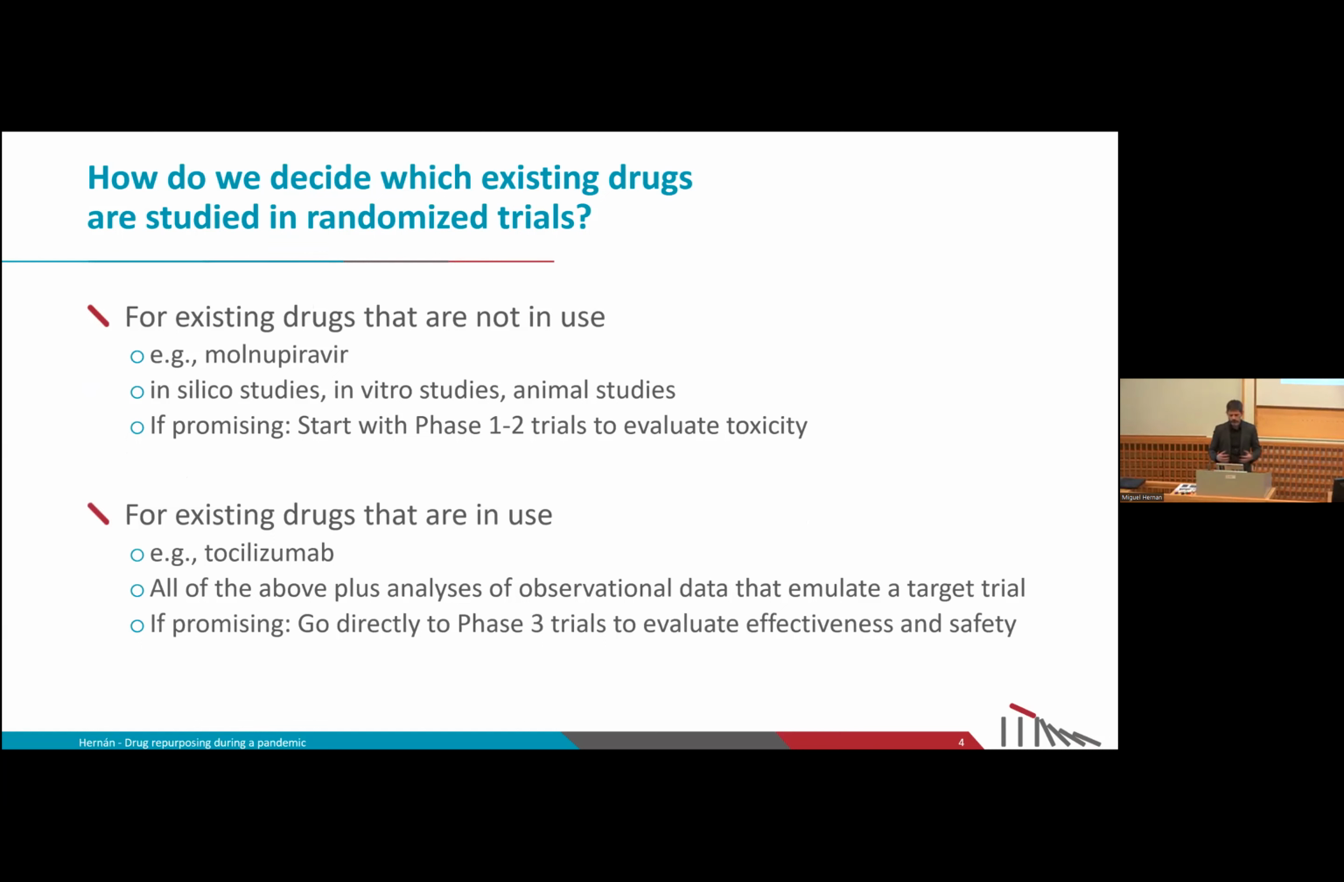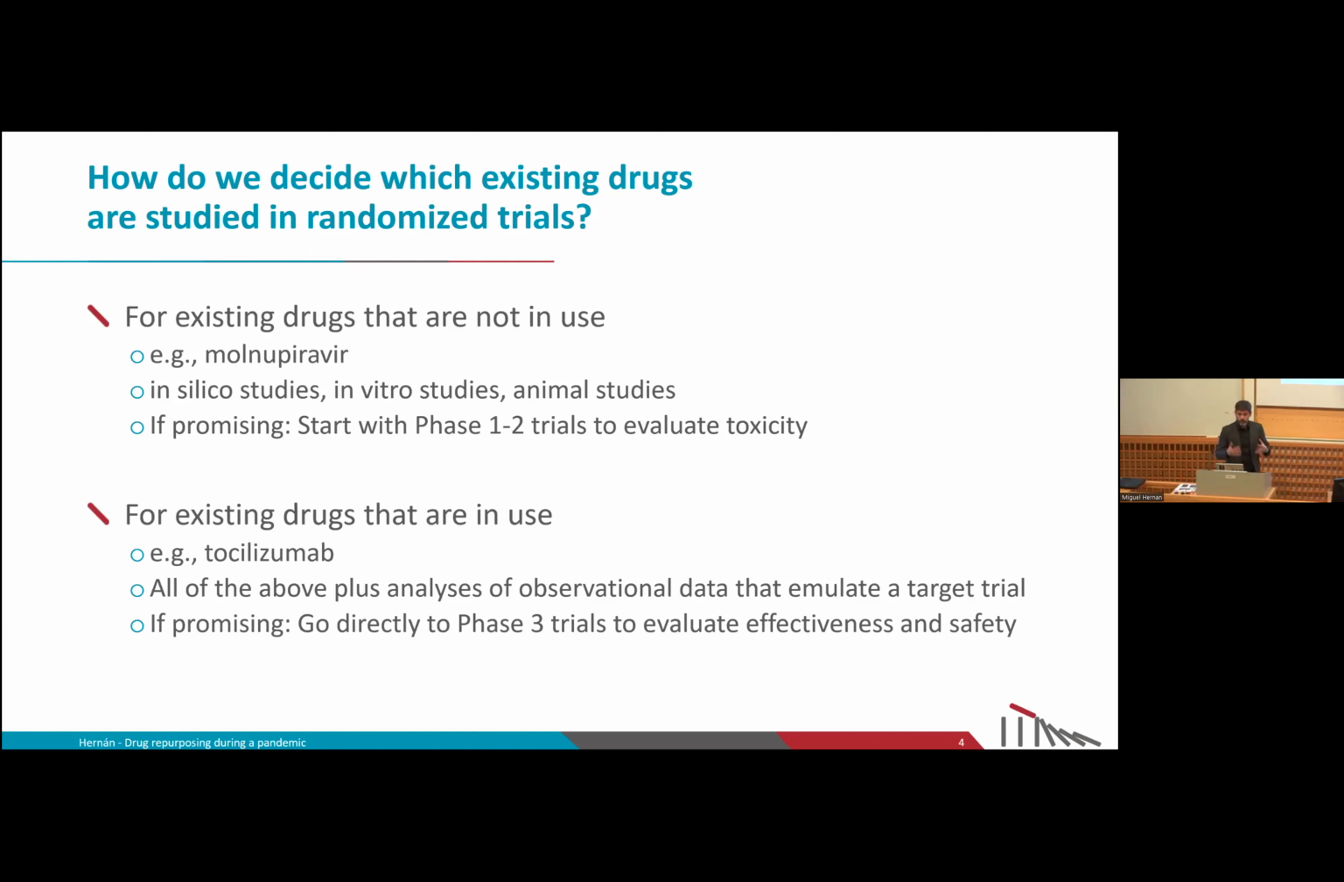So how do we decide which drugs go into trials? That is a question that we're dealing with here first. Well, for drugs that are not in use, exist, but are not being used, like molnupiravir, we have to use in vitro studies, in vivo studies in animals, in silico studies with model simulations. And if those are promising, then we can launch randomized trials, phase 1 or phase 2 trials first to evaluate whether they're toxic, because they're not really being used, even though exist.